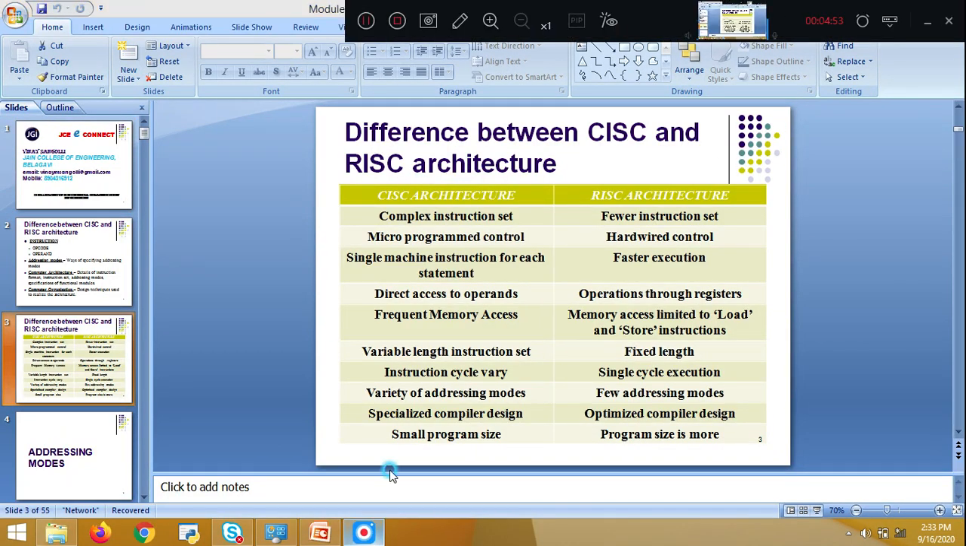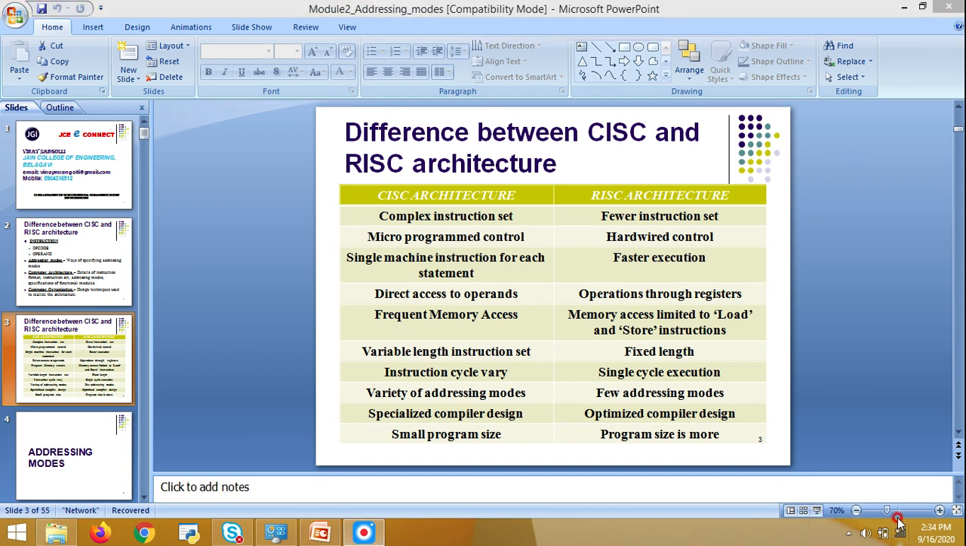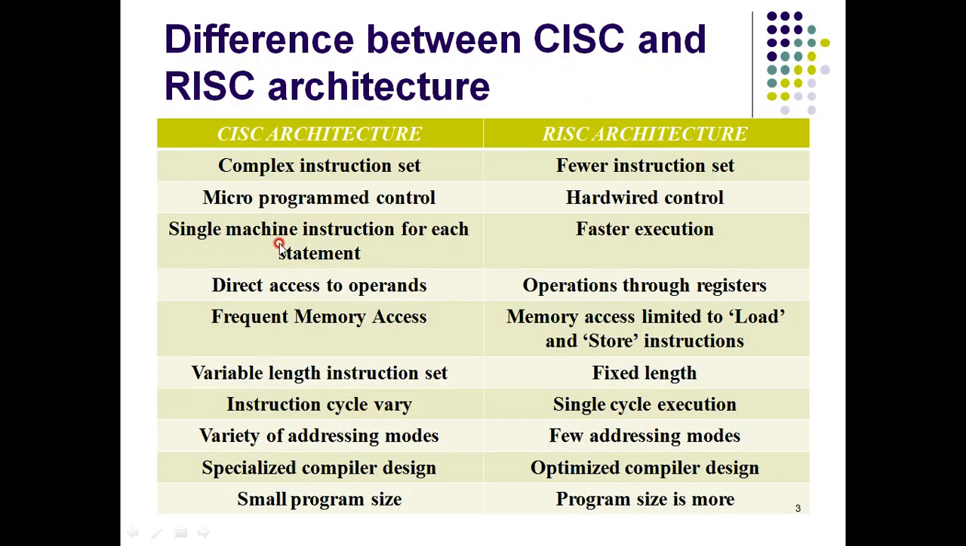So as we are speaking of, the goal here is to provide a single instruction set. That is, we say that in a CISC architecture, it will be giving a single machine instruction for every statement. For each statement, like as I told, for add, it will be giving only one machine instruction. But whereas in RISC, it is not so. Here, all your operations are done using a minimum number of instructions. So that's why we say here in RISC architecture, it is having a faster execution.